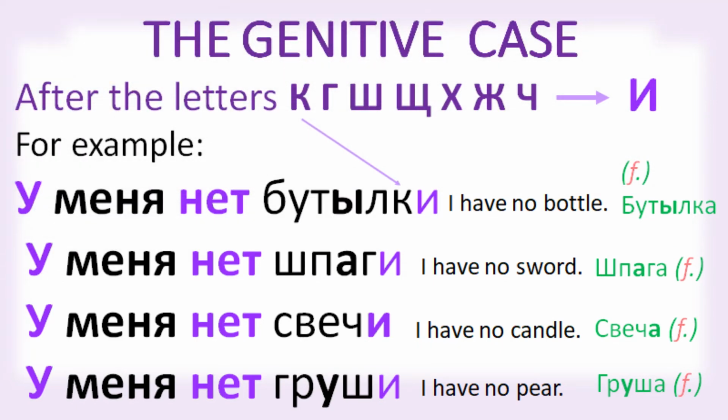In Russian, the following spelling rule applies. Feminine nouns after letters К, Г, Ш, Щ, Х, Ж, Ч are always followed by И, never Ы. У меня нет бутылки. I have no bottle. У меня нет шпаги. I have no sword. У меня нет свечи. I have no candle. У меня нет груши. I have no pear.